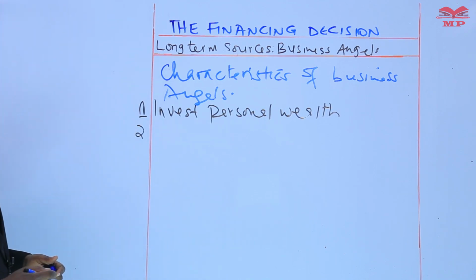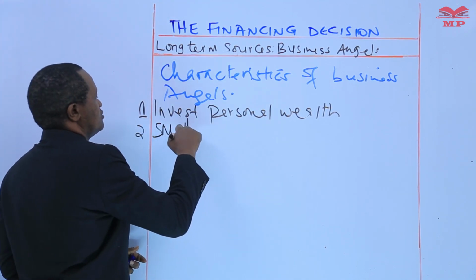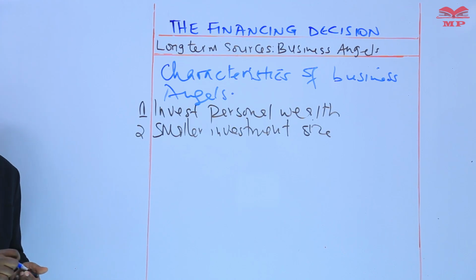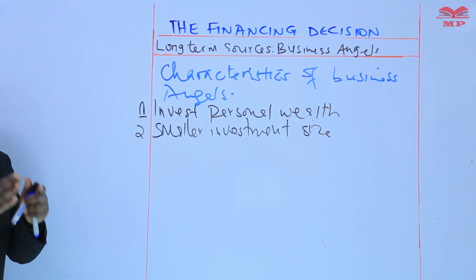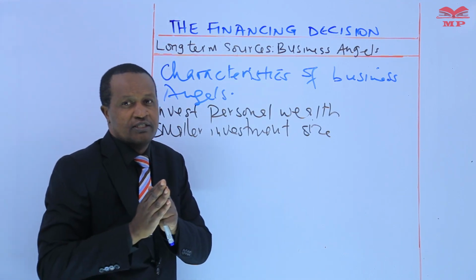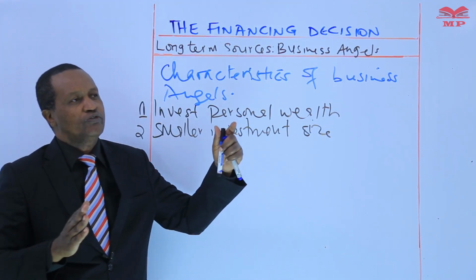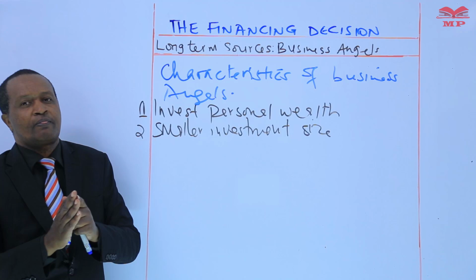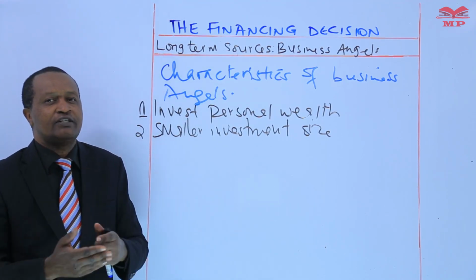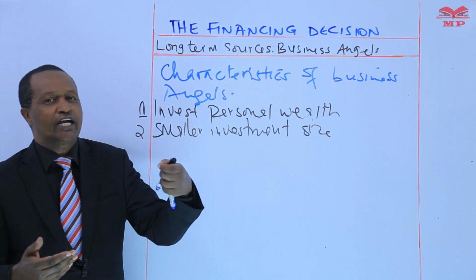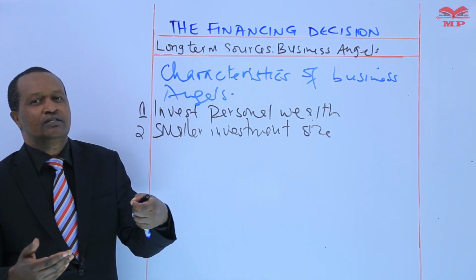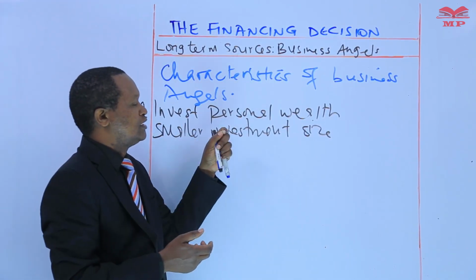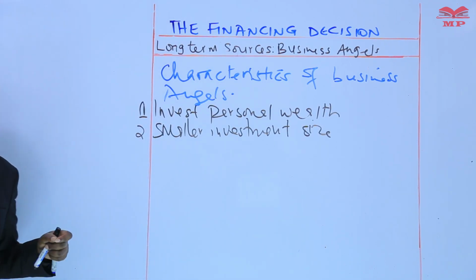Two, smaller investment size. They typically invest smaller amounts than venture capitalists. Right? Compared to venture capitalists, the business angels invest smaller amounts of money. They primarily invest in early stage, high growth companies and so on.